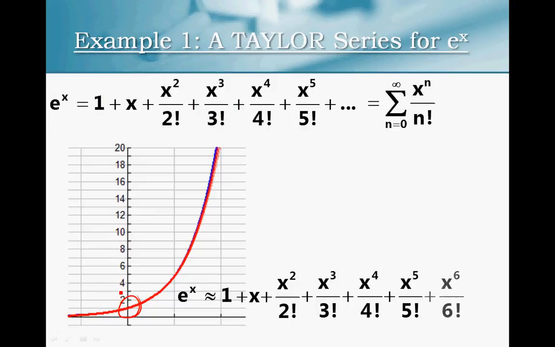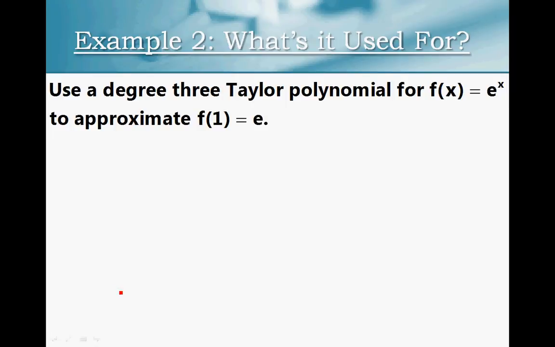But the only way to get it to overlap perfectly is not to use a Taylor polynomial that's truncated, but to use a Taylor series that goes on forever, which is not something you could actually type into a calculator. Okay, so let's see what it's used for. Use a degree 3 Taylor polynomial for f of x equals e to the x to approximate f of 1, which is equal to e.